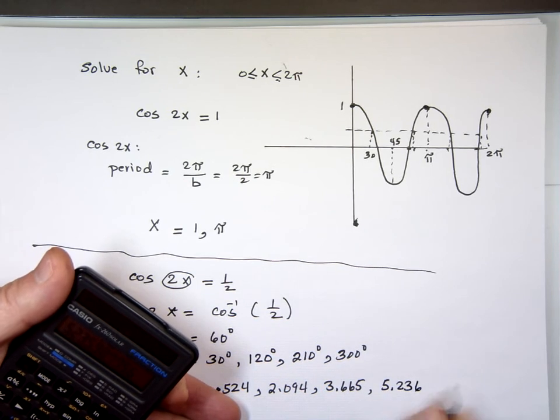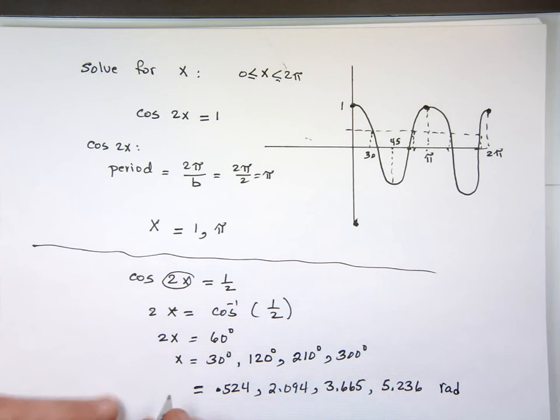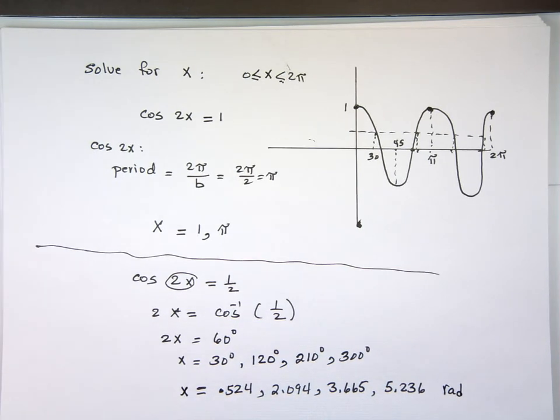These are the 4 answers. It will be 4 instead of 2. If it was 3x, there would be 6 of them. If it was 4x, there would be 8 of them.